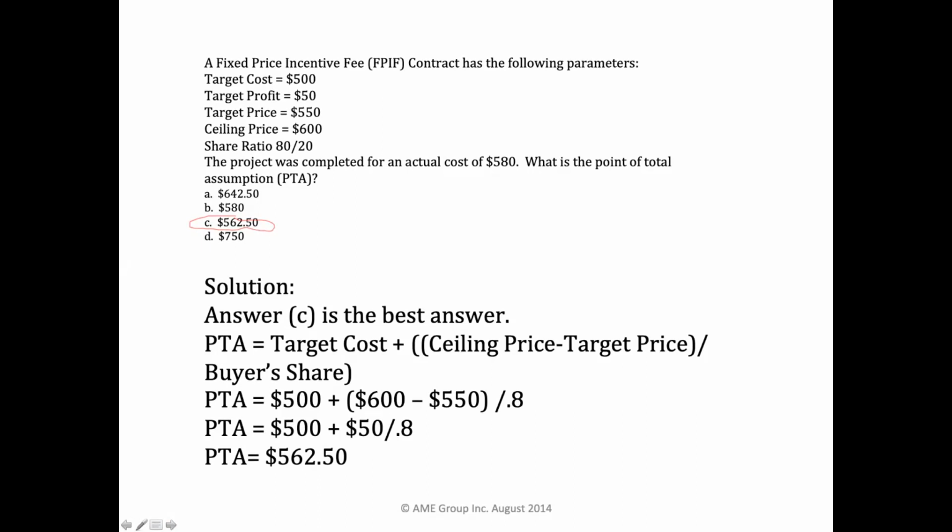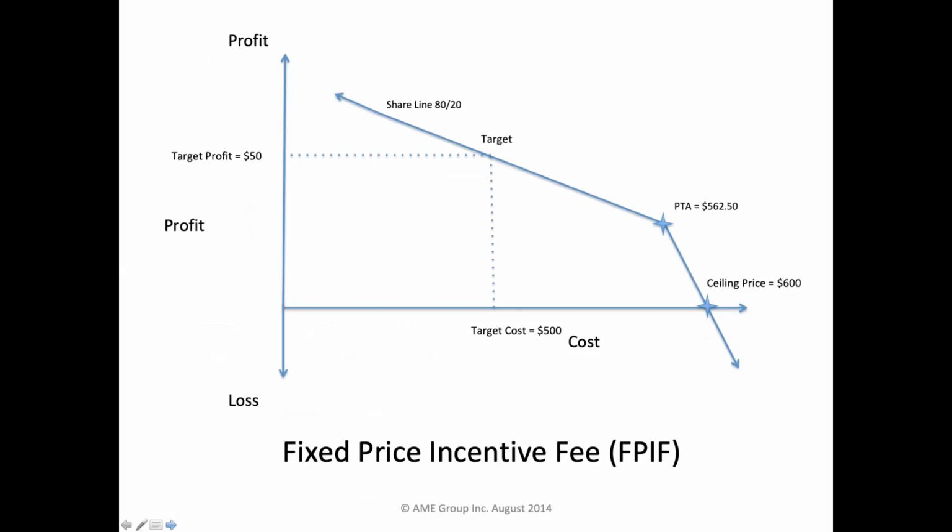If it's a mathematical question on the exam, I'm going to take it just a little bit further. Notice in this question, they tell us the actual cost, and that was irrelevant to solve the problem. Here, we have a diagram. Across the X, we have the cost. Let's assume the target cost is 500. On the Y, we have the profit. Let's assume the target profit equals 50.